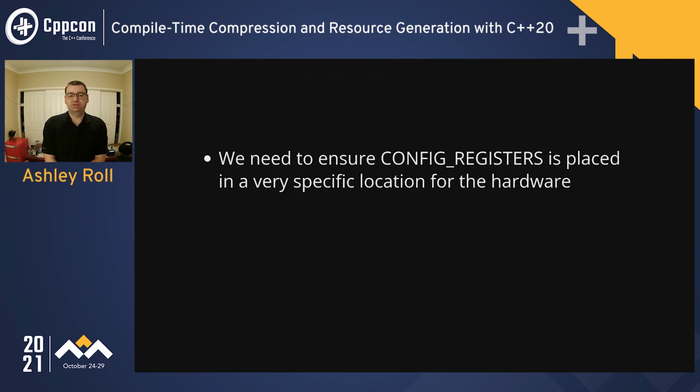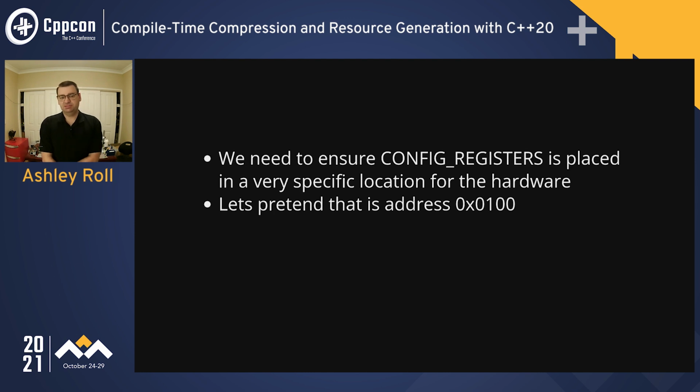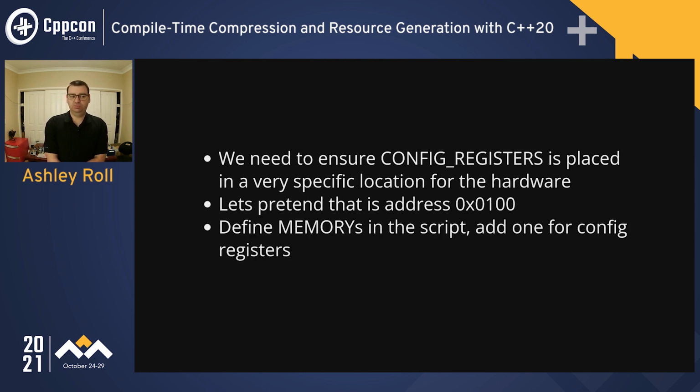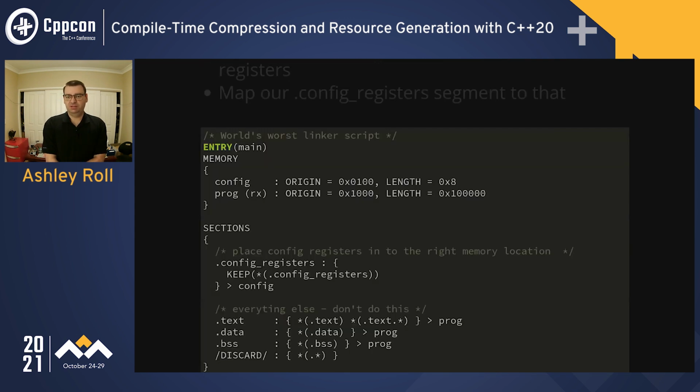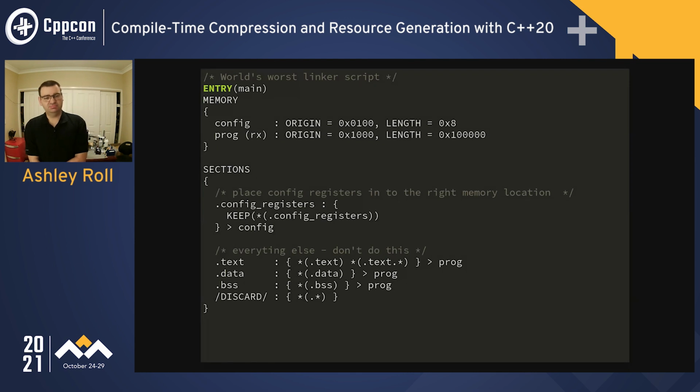So we need to ensure our config registers variable is placed in a very specific location for the hardware, because otherwise it just won't work. So let's pretend we need to put that at address 100 hex. We'll define memories in the script and add one for config registers, and then we'll map the config registers segment from our program into that area using the linker script. So here is an example of the world's worst linker script. Please don't use this, but it shows you the technique.